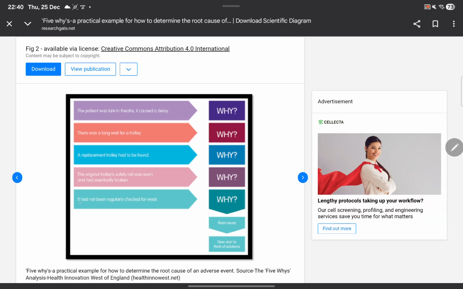And why was it broken? It had not been regularly checked for wear. So why? So you can understand there was a delay because the original trolley was not regularly checked for wear, and that is the root cause. So now you can start thinking of solutions.